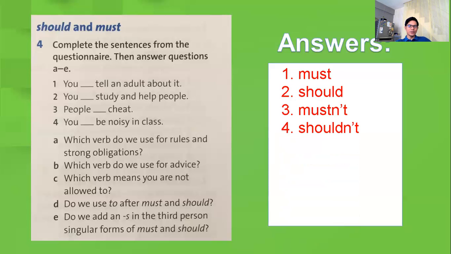Now let's go to the rules by answering questions letter A, B, C, D, and E. Which verb do we use for rules and strong obligations? Remember, rules and strong obligations. Letter A, we use must. So remember, for rules and strong obligations, use must.